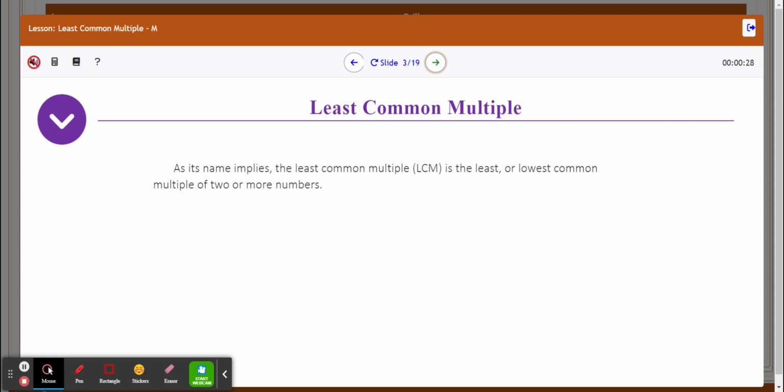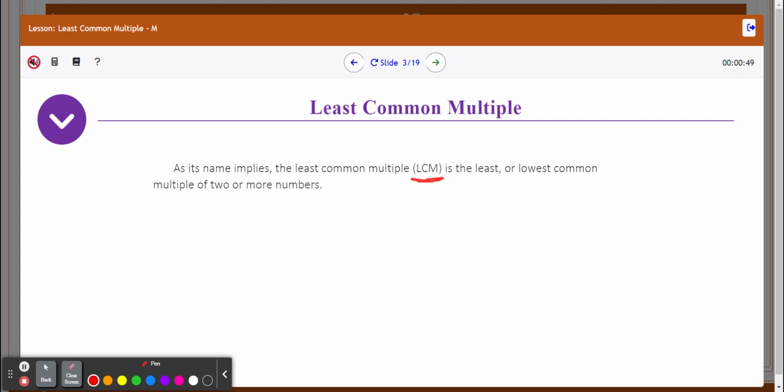Lesson number 34, least common multiple. So the least common multiple is the lowest common multiple that goes into two or more different numbers. And it's kind of like the opposite of the GCF. You'll also hear it called the LCM, least common multiple.